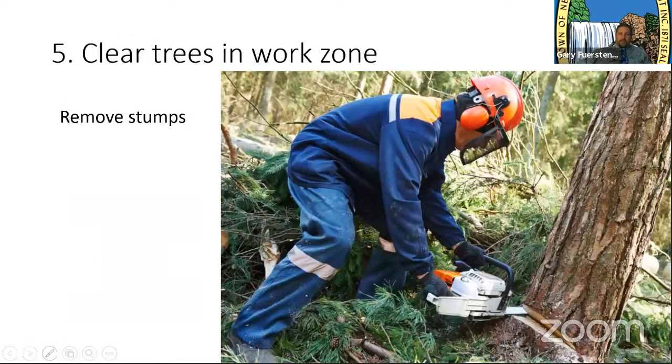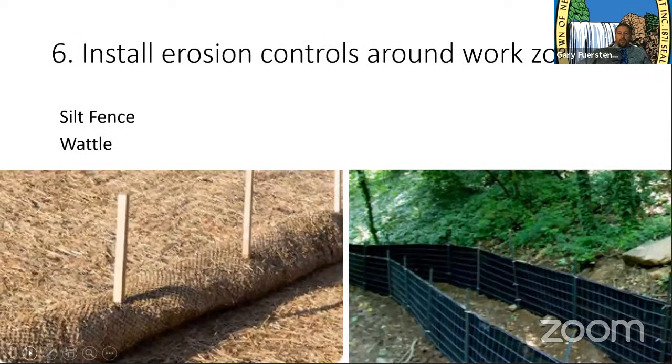And then next, any trees in the work zone would need to be cut down and cleared for grading. Essentially, when we raise the ground or cut the ground, it's going to damage any trees or the root systems of any trees, and those trees would not survive. So they're removed as a part of the construction work. Next. We'd install erosion controls around the work zone.